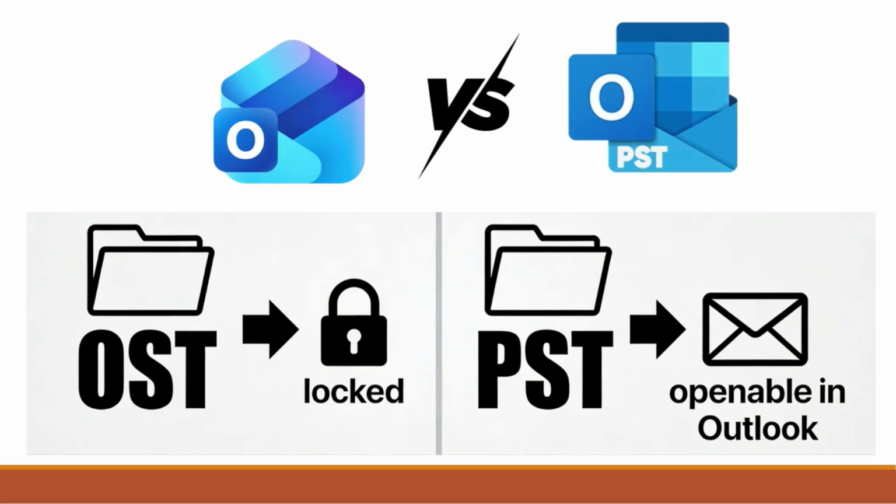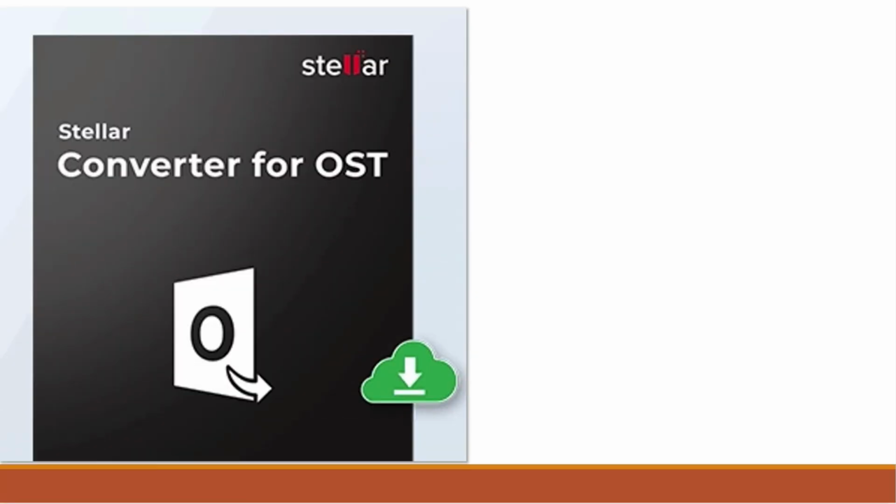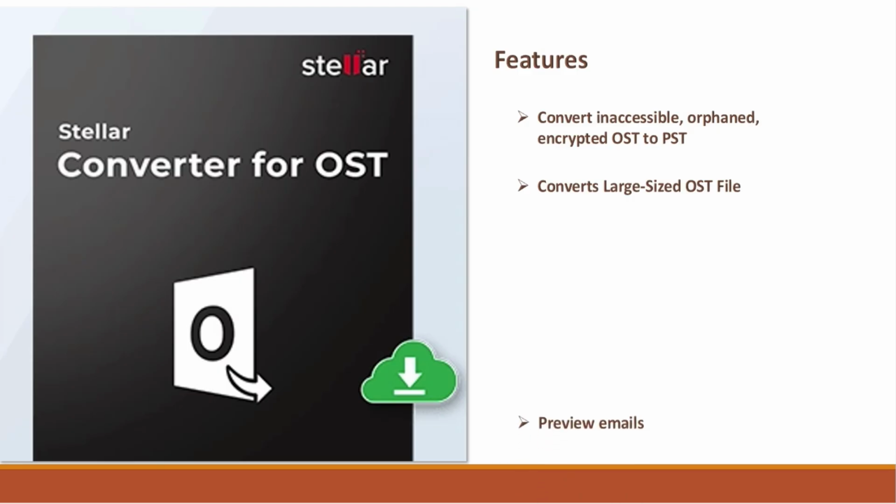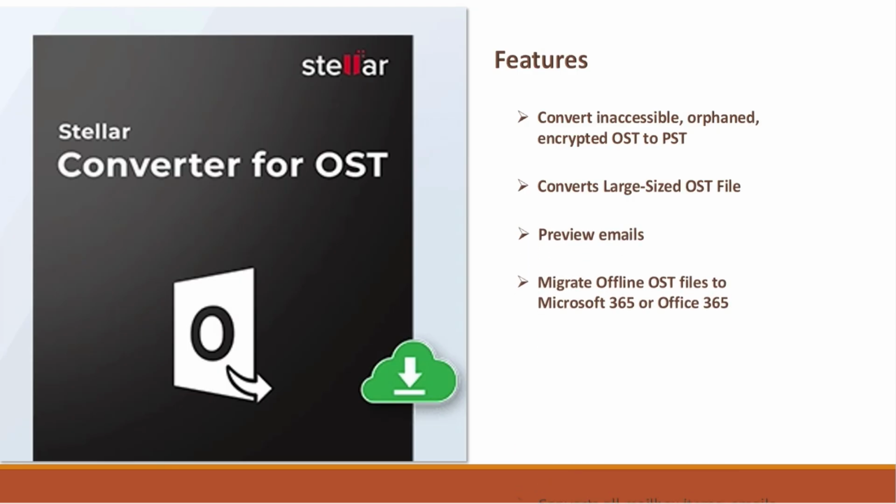OST files are tied to Exchange or Microsoft 365. Without the original account, Outlook can't open them. That's why people search OST to PST converter. Stellar Converter for OST promises to convert inaccessible OST files into PST, including emails and attachments, and lets you preview data before saving.